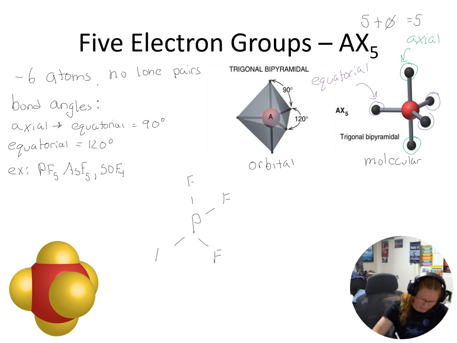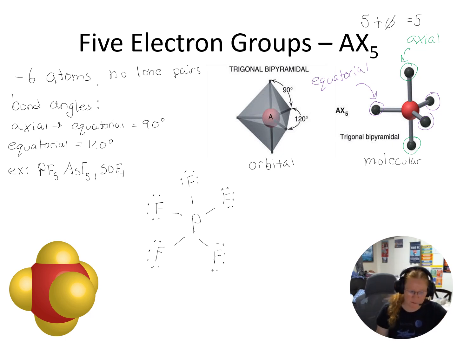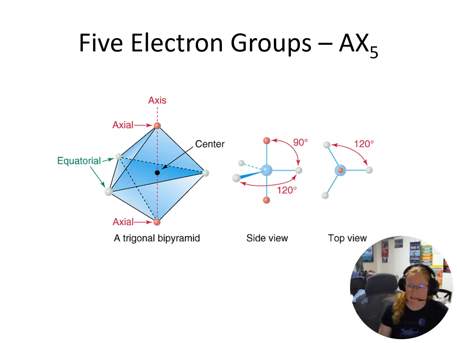Okay, so again, I've got my sigma bonds between everything. And this is it. Just a phosphorus with 5 fluorines, all bound on single bonds, with the lone pairs around the fluorines. And so geometrically, here's what this looks like.